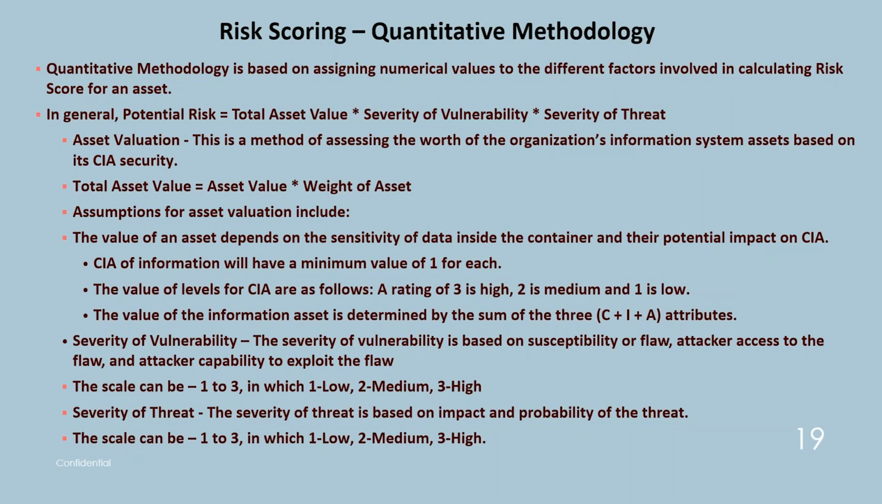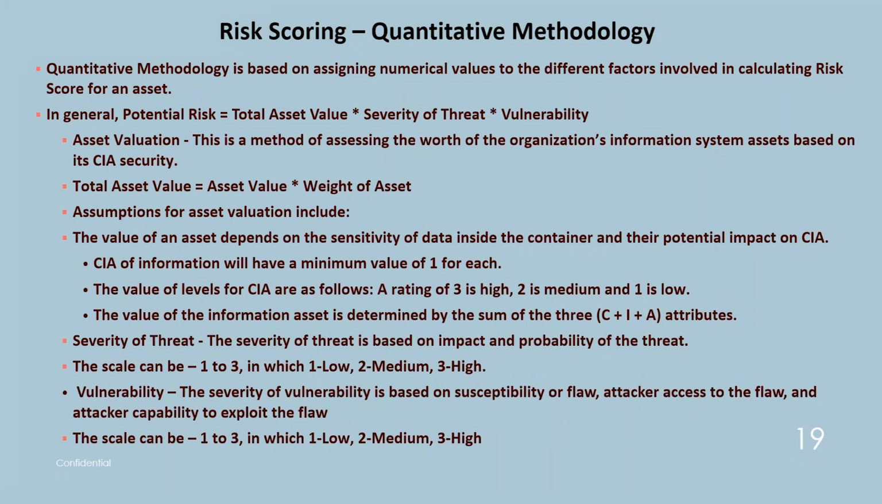And then severity of threat. It's based on impact and probability of the threat. Here too, 1 is low, 2 is medium, 3 is high. So the potential risk is the product of the asset value, the severity of vulnerability, and severity of threat.